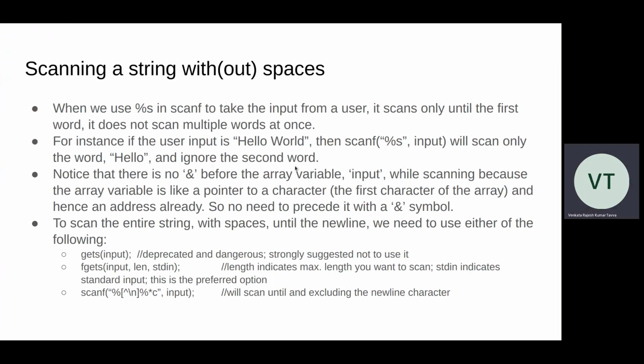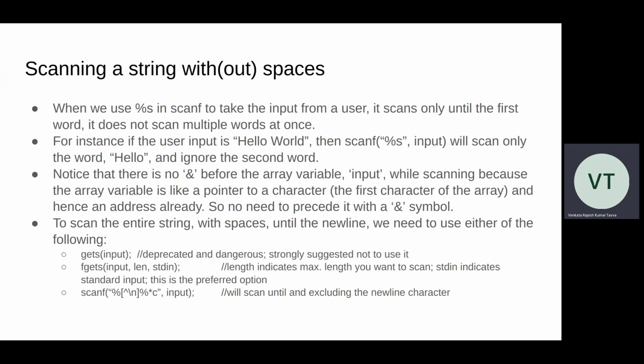So notice that there is no ampersand before the array variable input while scanning, because the array variable is like a pointer to a character. Which character? The first character of the array, and hence an address already. Okay. Why do we give ampersand? I said ampersand means address, or the location. If you are scanning a particular integer or a float or a character, you should tell the compiler where to store it, which means you should give the address where to store it. That is why you put ampersand x, ampersand y, whatever it is. But if you are giving an array name, it itself is an address.